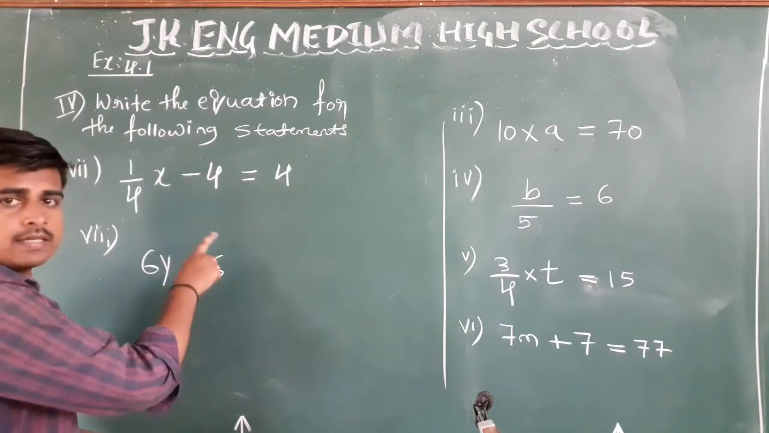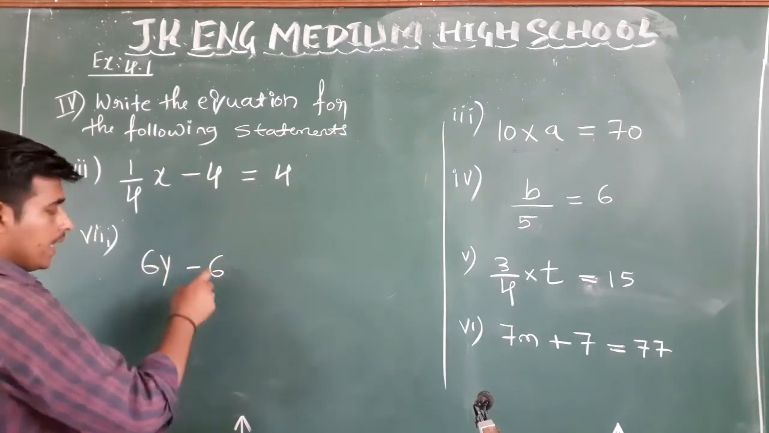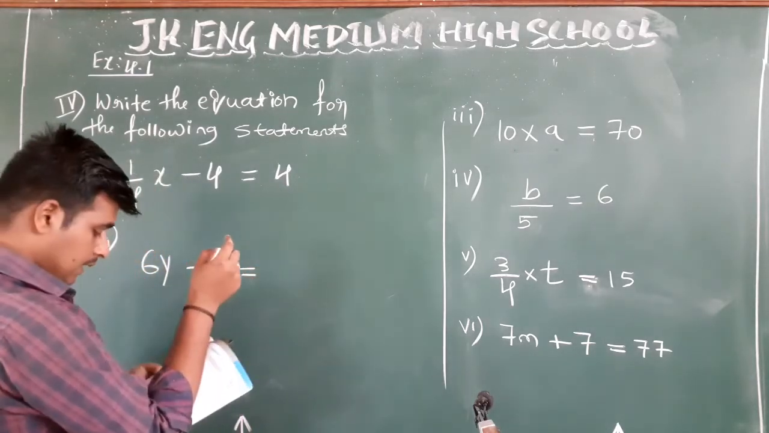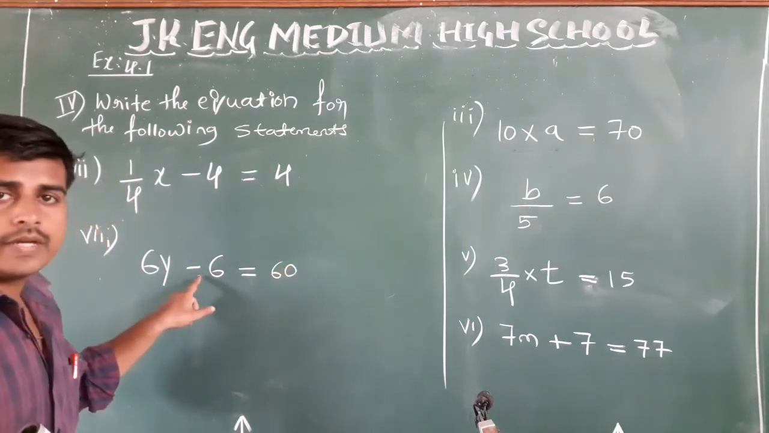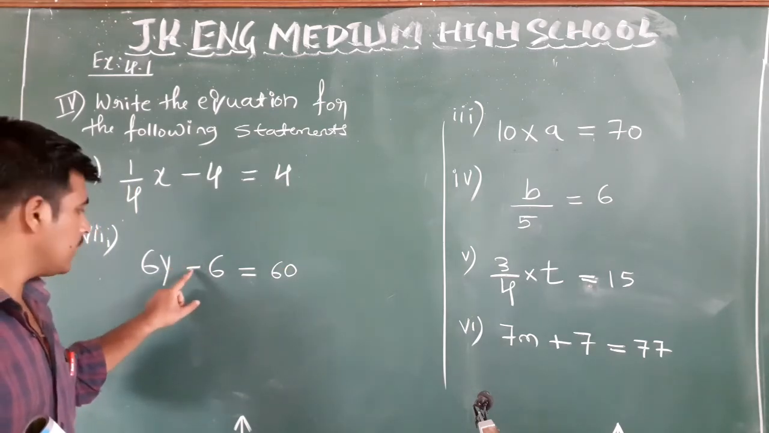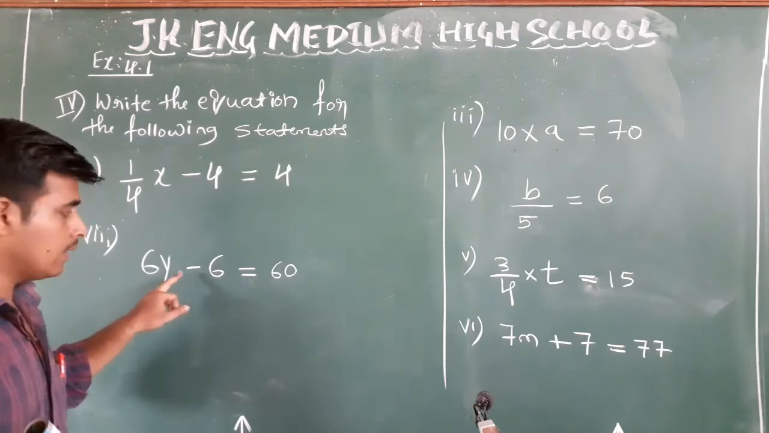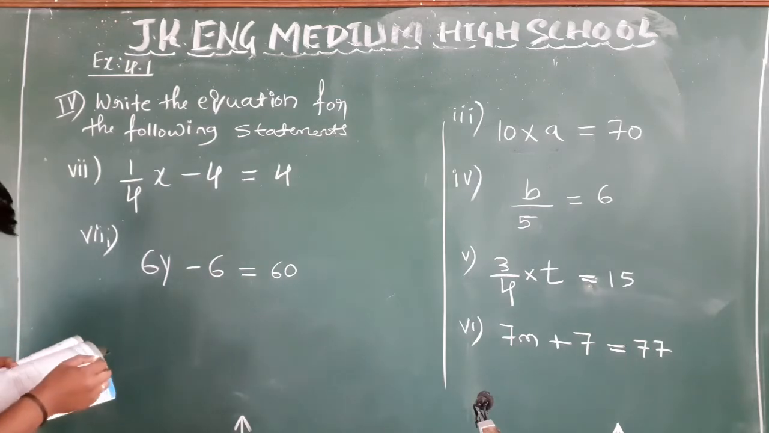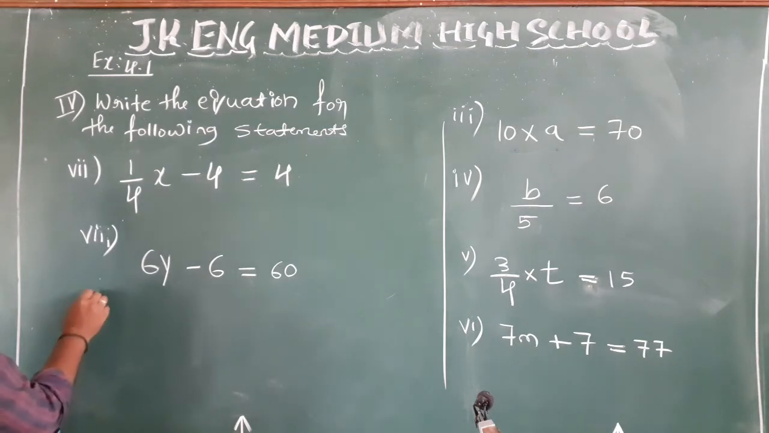If you take away 6 from 6 times y, take away means subtraction. If you take away 6 from 6 times y, you get 60. Very easy now. "You take away" represents minus. If you take away 6 from 6 times y, gives 60. Last problem, you take it as homework.